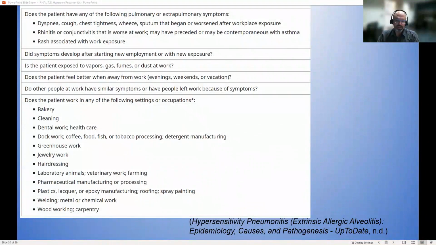And another point is what are other workers doing? Do other people at work have similar symptoms, or have people left work because of symptoms? And then some basic occupations that might have an increased risk of HP. Next slide, please.